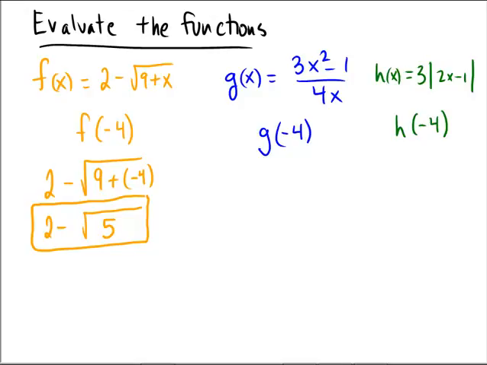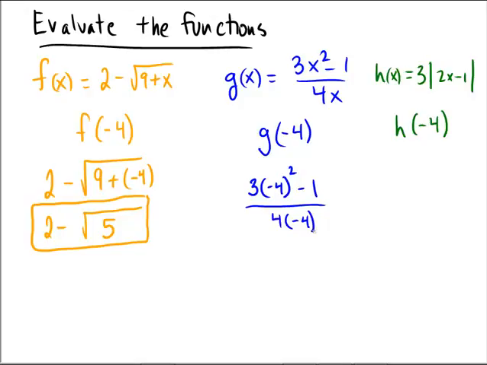This one's called a rational function because it's got a numerator and a denominator that are polynomials. Here g of x equals 3x squared minus 1 over 4x. So when we evaluate for g of negative 4 here, we're going to have 3 times negative 4 squared minus 1 over 4 times negative 4.